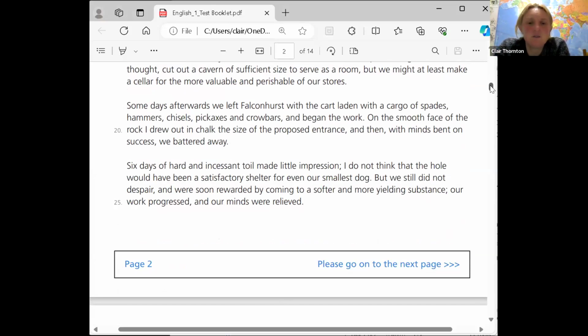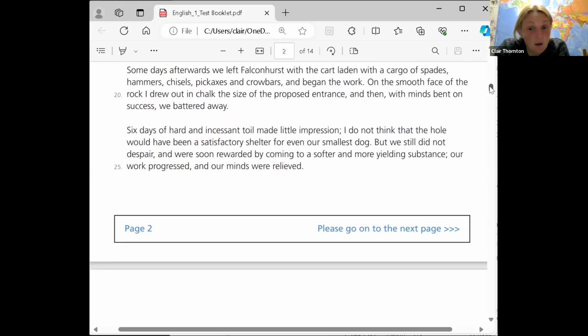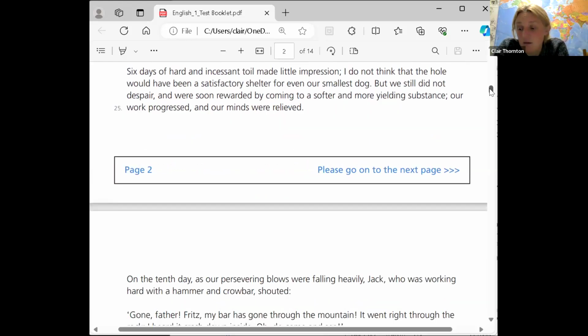6 days of hard and incessant toil made little impression. I do not think that the hole would have been a satisfactory shelter for even our smallest dog, but we still did not despair and were soon rewarded by coming to a softer and more yielding substance. Our work progressed and our minds were relieved. Why were they relieved?